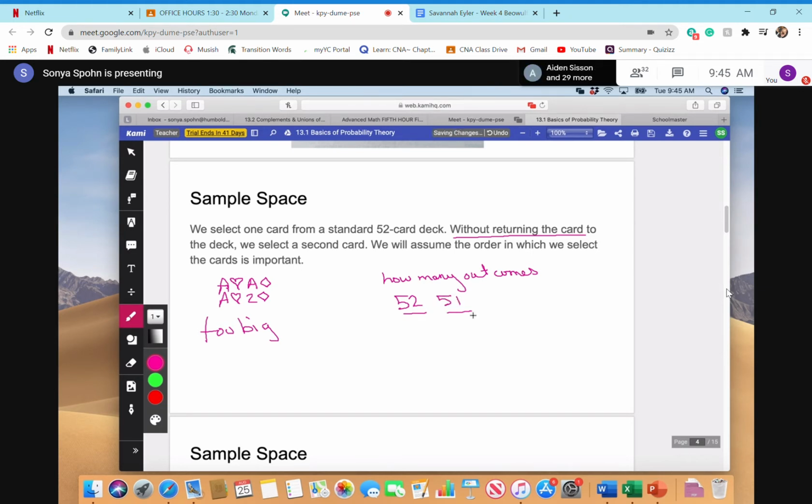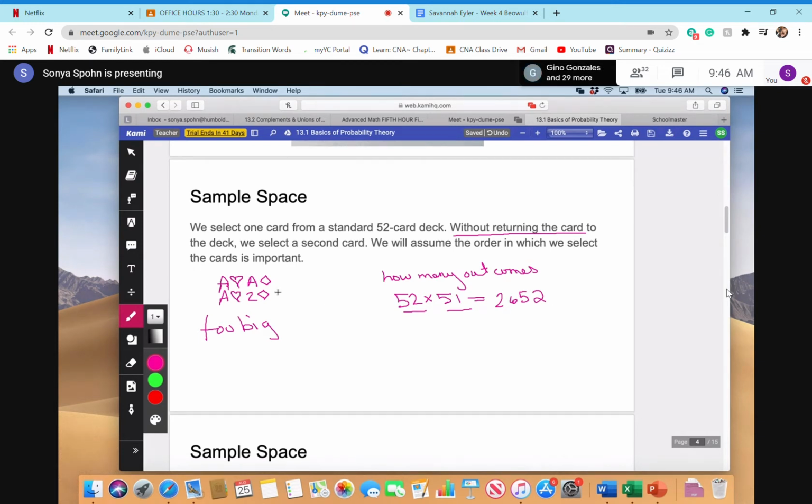And then what do we do when we do the counting principle? We multiply them. So we could sit there and list all these, or if it's too big, we're just going to say how many outcomes are in our sample space. And that is actually 2,652 different outcomes. So if it's too big and it's asking for your sample space, you're just going to say how many outcomes there are. Okay, because we can list this, but then we'd have to do it properly and list 2,652. Well, that's ridiculous.